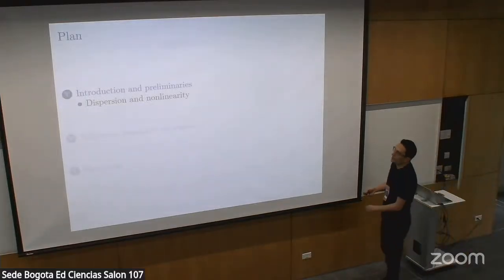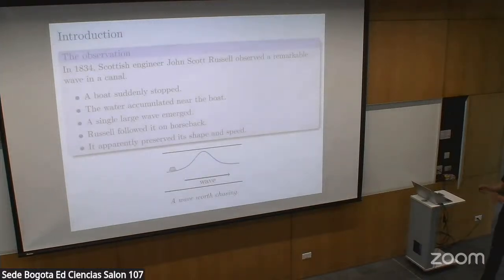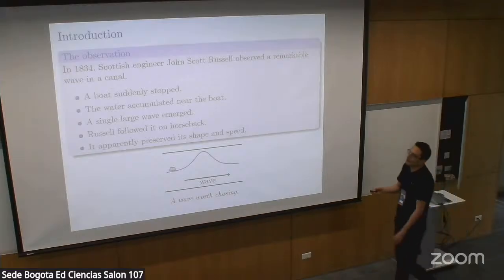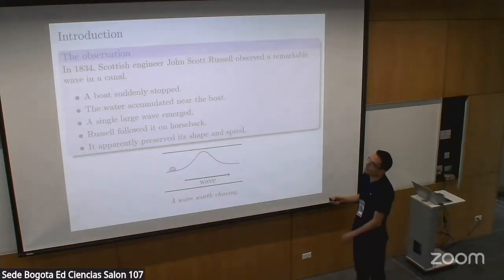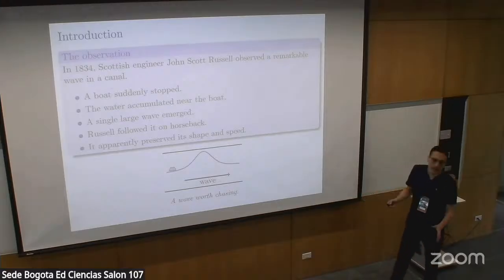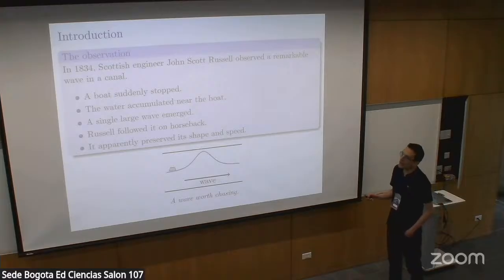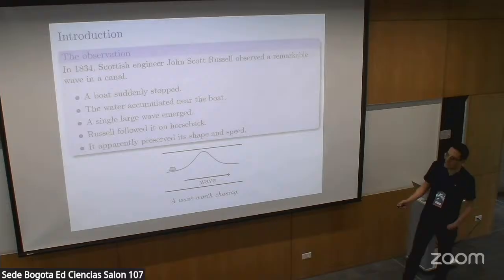Anyway, let's start with an observation from 1834 by the Scottish engineer John Scott Russell. He observed a new kind of wave when he was close to a canal, and he observed the following phenomenon. I think I can describe it better with a picture here.